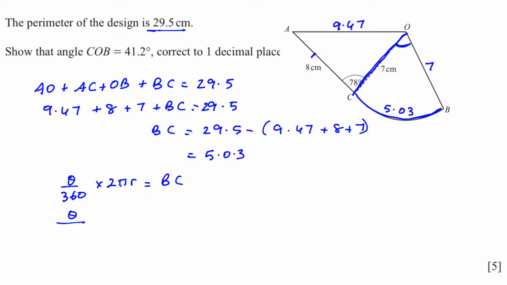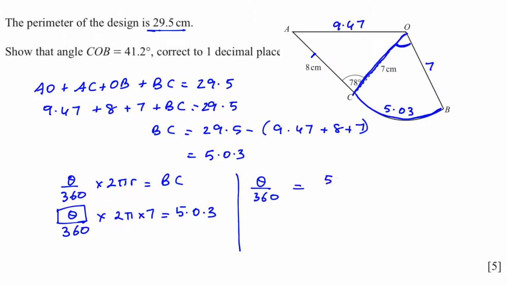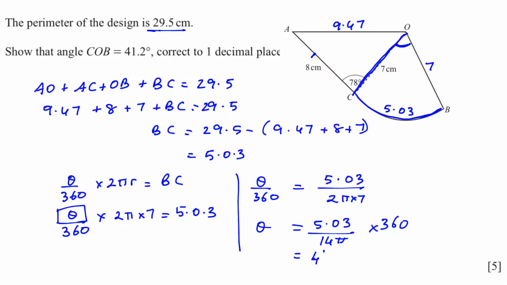We don't have the theta. What we have is the radius, which is 7, and we found BC, which is 5.03. Now we have to make theta the subject. We can do that by theta over 360 is equal to 5.03 divided by 2 pi 7, and theta is equal to 5.03 divided by 2 multiplied by 7, which is 14 pi, multiplied by 360. This will give us 41.15. So if you round this, you will get 41.2 degrees. We got our answer here.